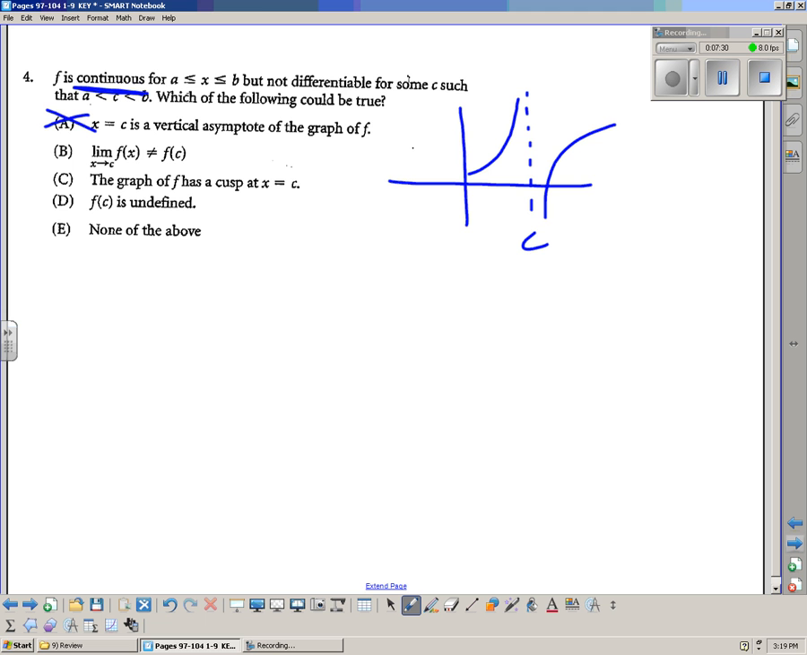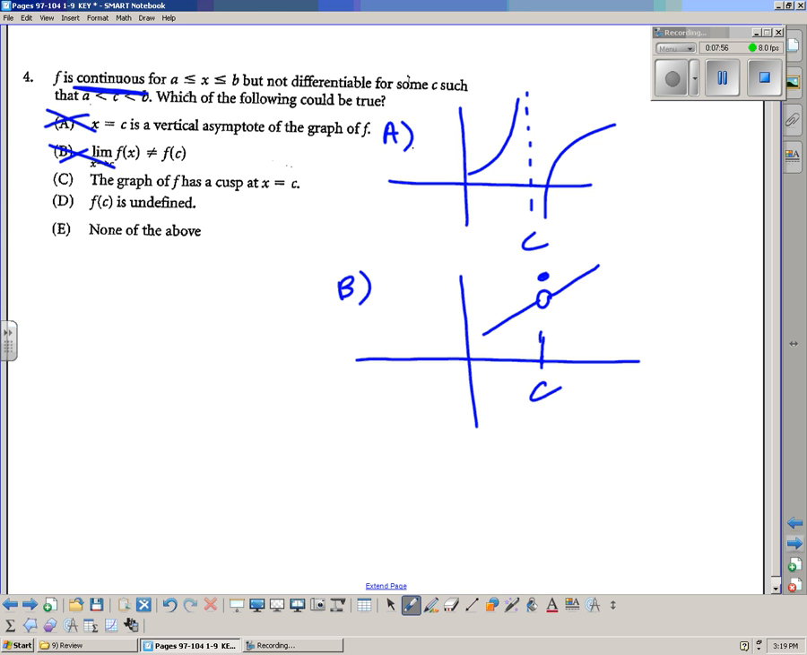B says the limit as x approaches c of f of x is not equal to f of c. Well, if my limit exists, let's say, but is not equal to the actual value at c, we get a discontinuity. We already said the function was continuous. So this is a matter of looking through the choices and seeing which answer choice is going to be consistent with the continuity part. Letter C says the graph has a cusp at x equals c. Well, if it had a cusp at x equals c, it would be continuous, but it would not be differentiable. Aha, that seems to be the answer.